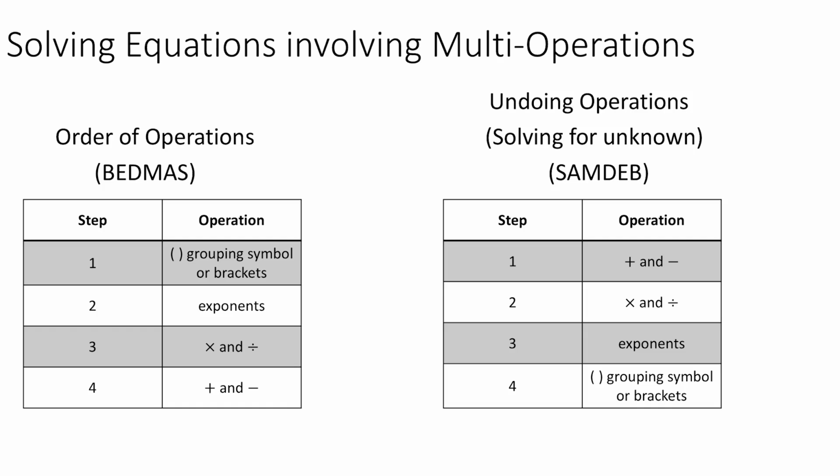However, when we're solving for an unknown, we essentially are moving in a backward sense. So we don't do BEDMAS, we reverse the order. And you can call it something like SAMDEB, although that doesn't make much sense.